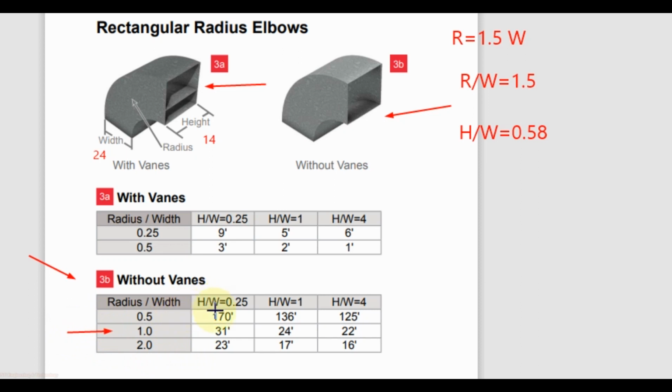Then from here we will select the value H by W, height by width. Height we have 14 and width 24, so H by W is 0.58. So we have values here 0.25, 1 and 4. We will select the value 1 from here. So in this way we have selected the equivalent length for this elbow equal to 24 feet.